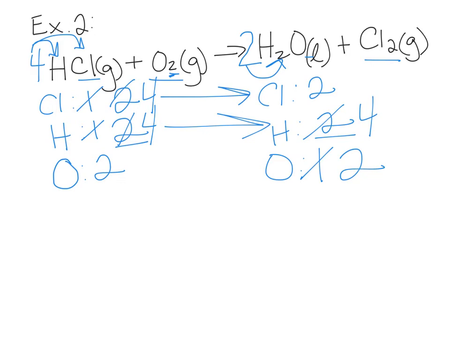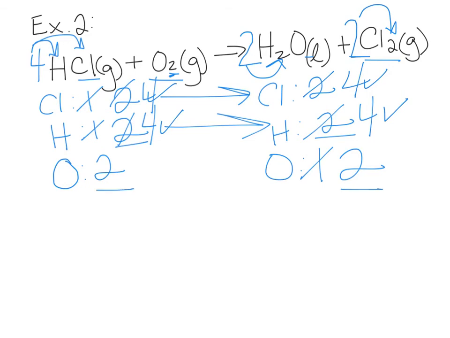I'm going to go back up to my chlorine because my chlorine is now unbalanced. I have 4 on my reactant side and 2 on my product side. So I'm going to put a 2 here. Why am I putting a 2? Because 2 times 2 will give me 4. Now my chlorine is balanced. I have 4 chlorine and 4 chlorine. My hydrogens are balanced at 4 and 4, and my oxygens are balanced.